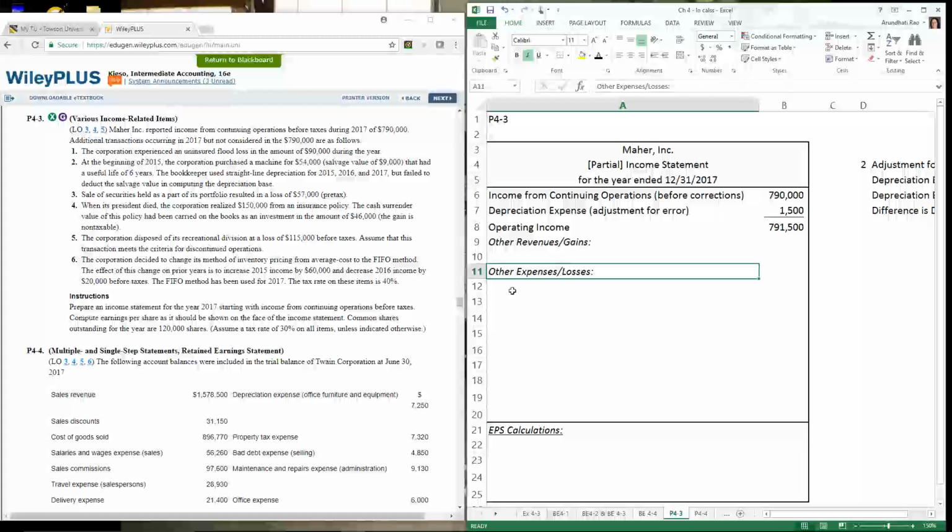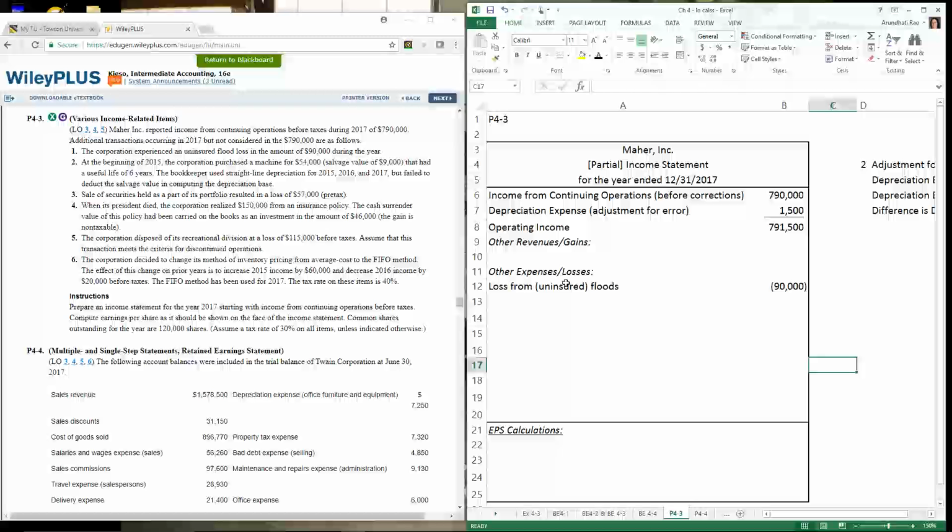Now what I'm going to do after that is I'm going to see if I have any other revenues and gains and other expenses and losses. Now if you recall, we had already talked about that flood and we're going to put that number over here under other expenses and losses. Remember, these items should not be net of taxes. So it's that entire $90,000.